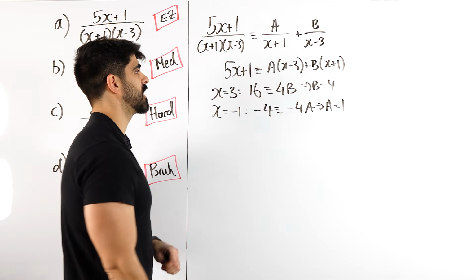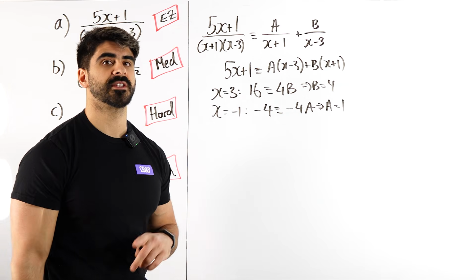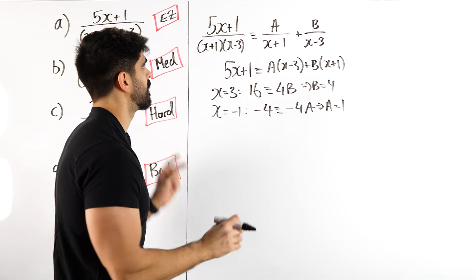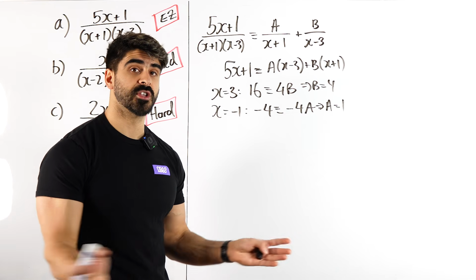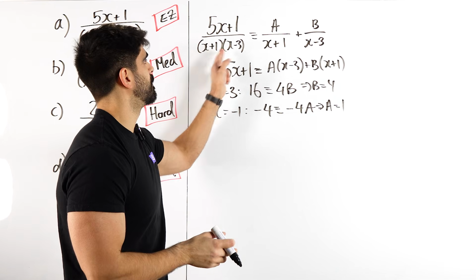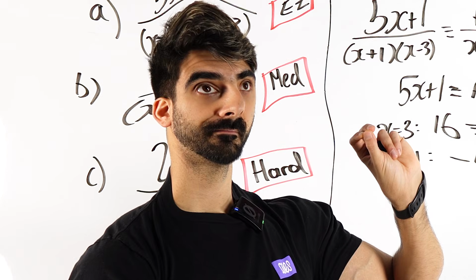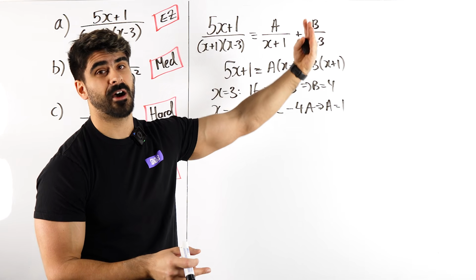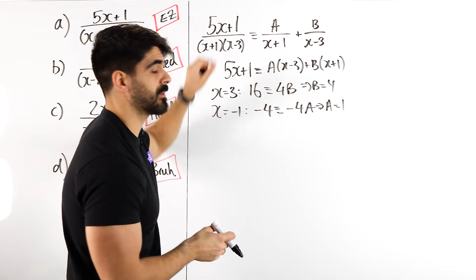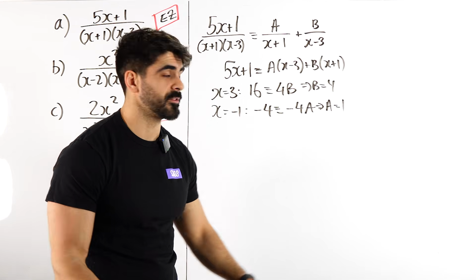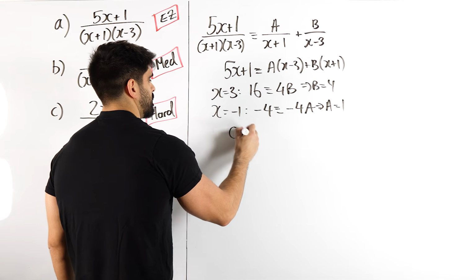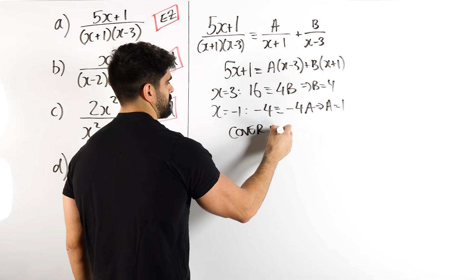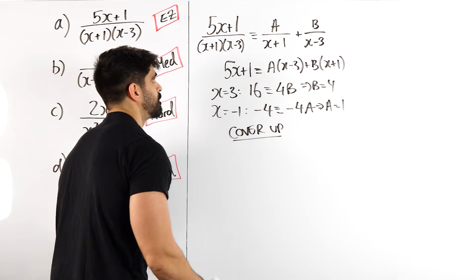I'm also going to show you a quick way of doing this. It's known as the cover-up method. I only recommend you use the cover-up method when the denominators are linear, so there are no powers on them. If that said x plus 1 to the power of 2, just forget about the cover-up method. How does the cover-up method work?